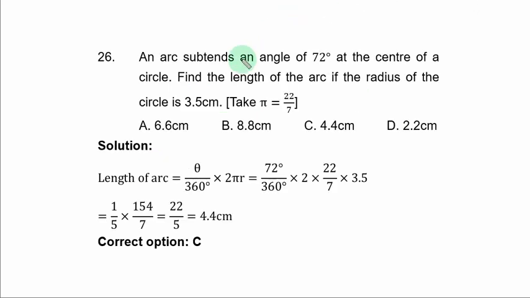Question 26. An arc subtends an angle of 72 degrees at the center of a circle. Find the length of arc if the radius of the circle is 3.5 cm. Take pi equal to 22 over 7. This is the length of arc formula. The angle is 72 degrees. The radius is 3.5. If you simplify, if you reduce these two, you have 1 over 5. You multiply 2 by 22 by 3.5. You have 154 over 7. If you multiply and reduce and divide, you have 4.4 centimeters. C is the correct option.